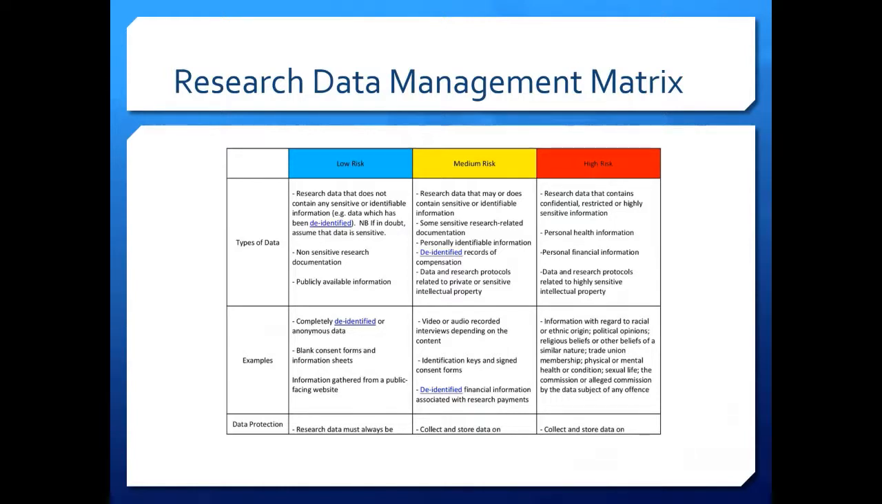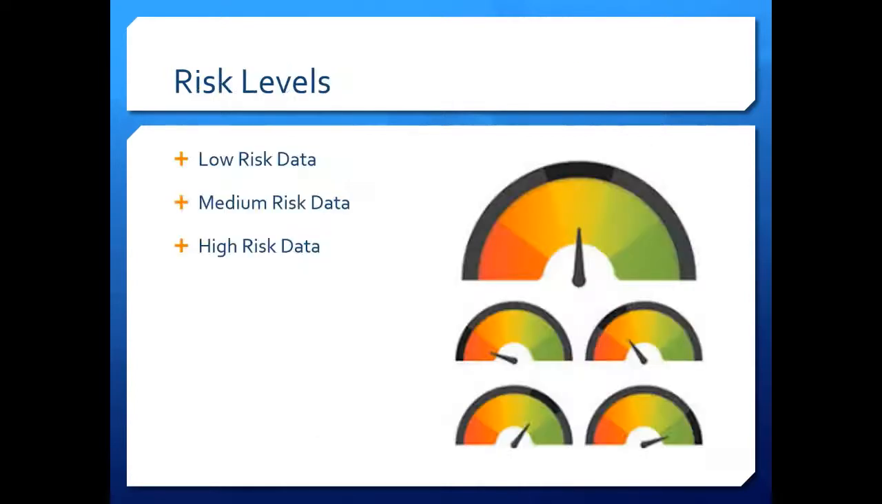This is probably, in my experience, the most popular of the tools. So this one, you'll see along the top here, we have sections for low risk, medium risk, and high risk data. And then along the side, you'll see we have types of data. We have a list of examples of each of those types of data. And from there, you can see we have data protection. Actually, this continues down the page, so you won't see it in this presentation.